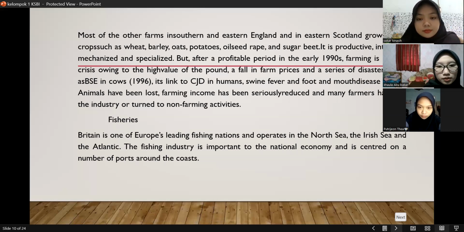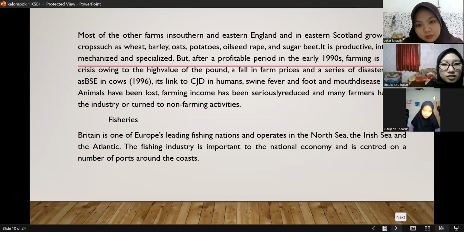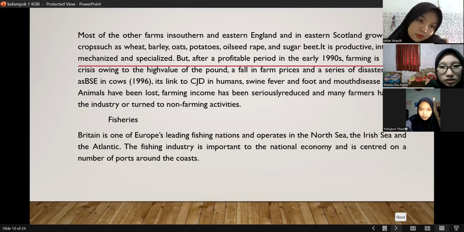But after a profitable period in the early 1990s, farming is now in crisis owing to the high value of the pound, a fall in prices, and a series of disasters such as BSE, which is linked to CJD in humans. When beef and food and mouth disease animals have been lost, farming income has been seriously reduced, and many farmers have left the industry or turned to non-farming activities.